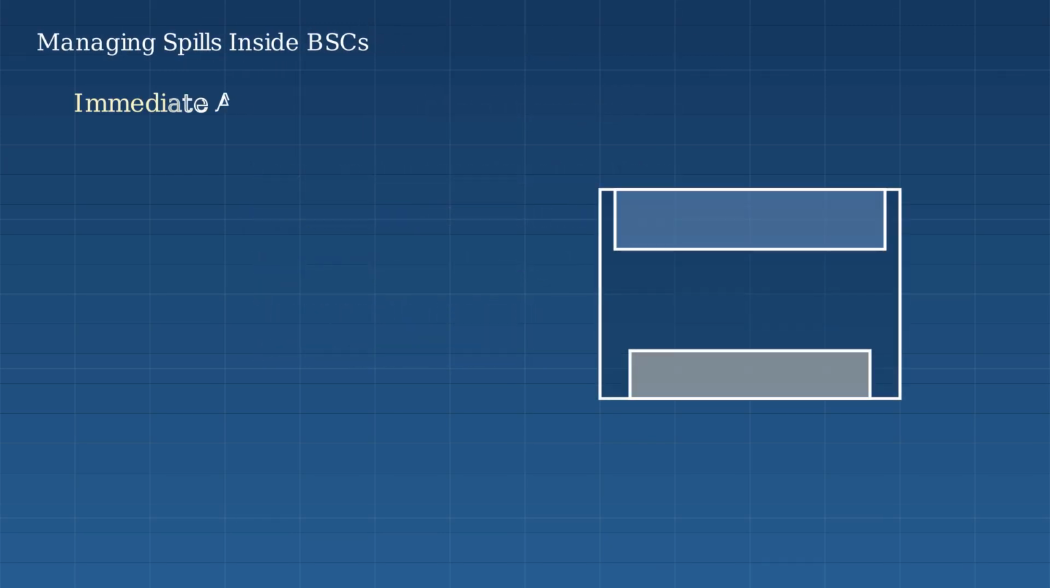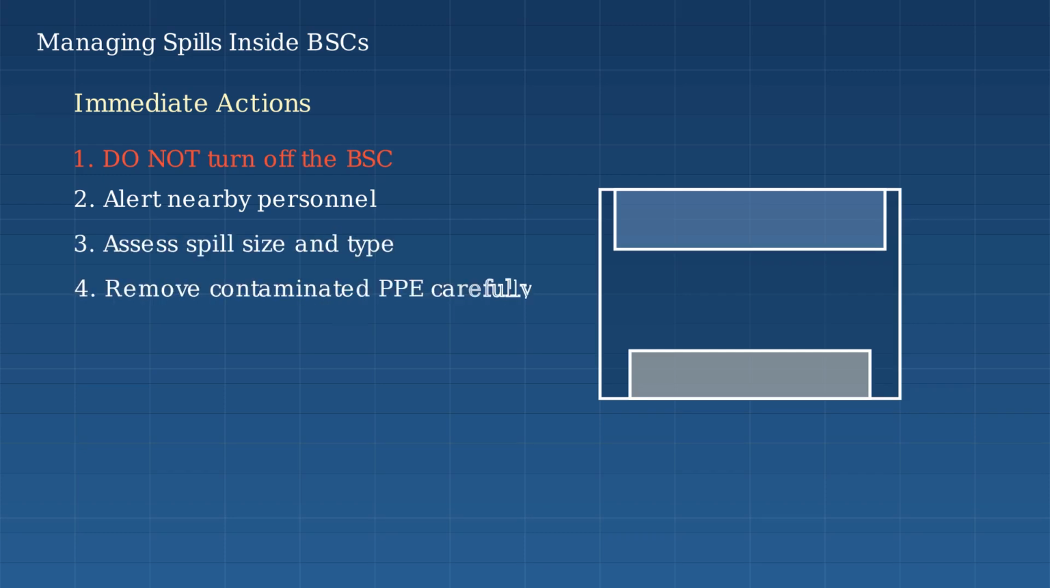If a spill occurs, immediate actions are critical. First and most importantly, do not turn off the BSC. The cabinet's airflow helps contain the contamination. Alert nearby personnel about the incident. Quickly assess the size and type of spill. If your PPE is contaminated, remove it carefully following proper procedures. Then apply the appropriate disinfectant according to your lab's protocols.